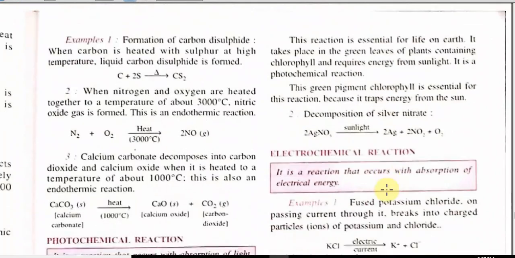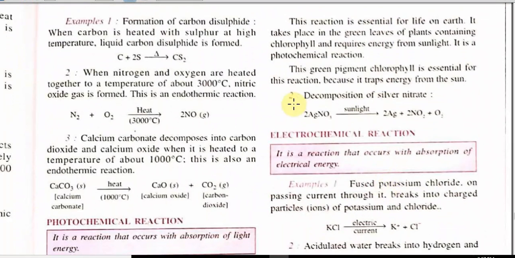So let us check an example. Formation of carbon disulfide is given here. You can see carbon and sulfur. This is an endothermic reaction. Similarly, nitrogen and oxygen combine to form NO, and you can see external heat is supplied. So this is also an endothermic reaction. Now calcium carbonate decomposes into CaO and CO2. This is also an endothermic reaction.